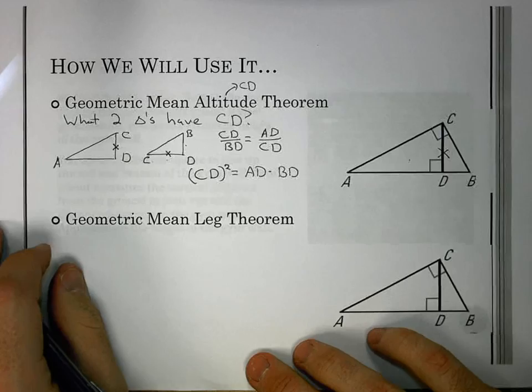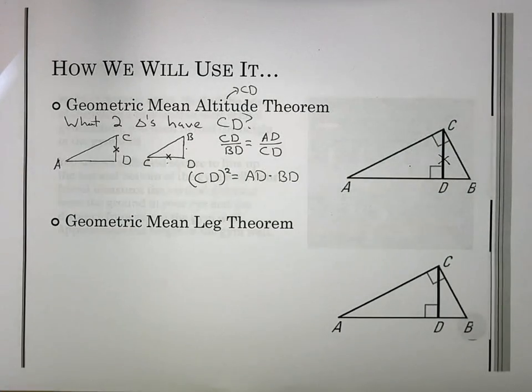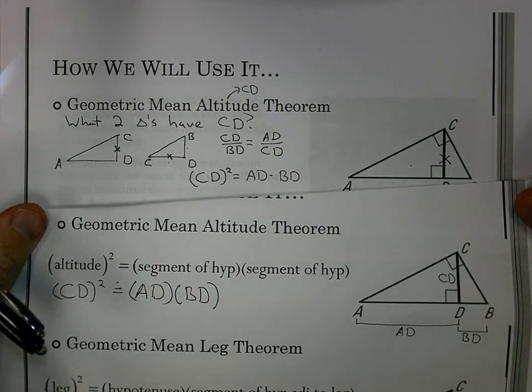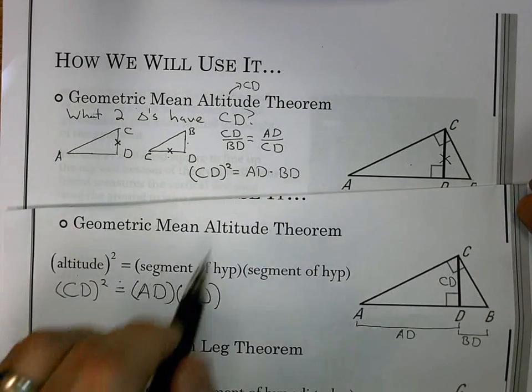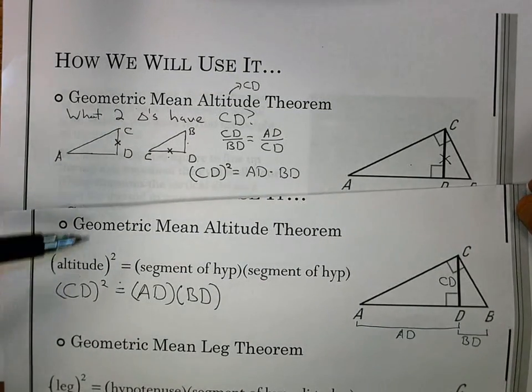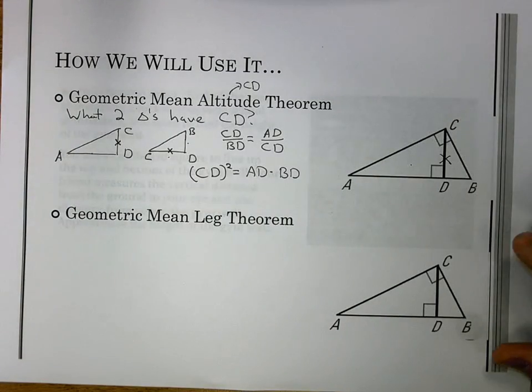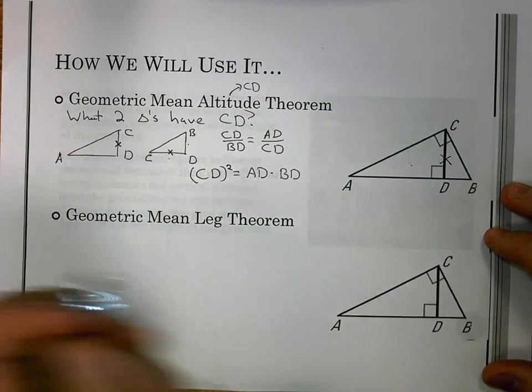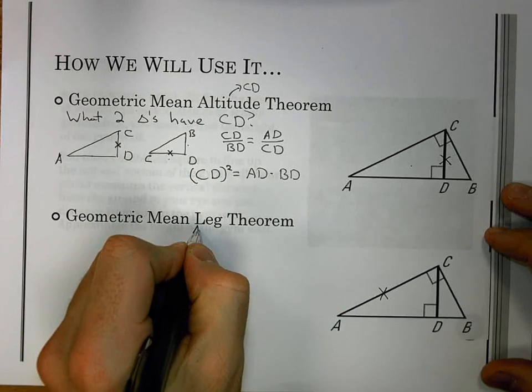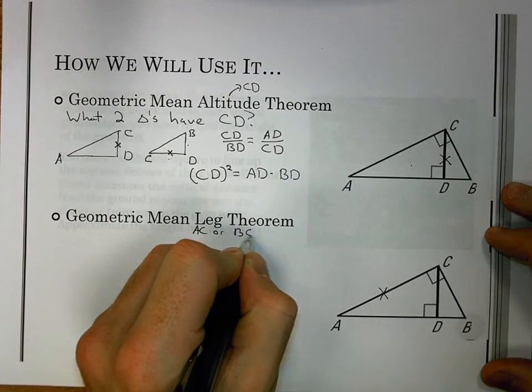Now, does that look familiar? It should. It's what we just said from the theorem when we said altitude squared equals segment times segment. Matches up, but now we didn't have to rely on memorizing this. We could just use similar triangles. Okay, let's do the same thing with the leg theorem. Leg theorem, let's pick AC. Realize the legs are AC or BC, but we're going to pick AC.